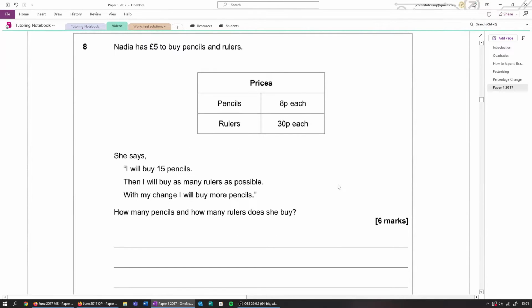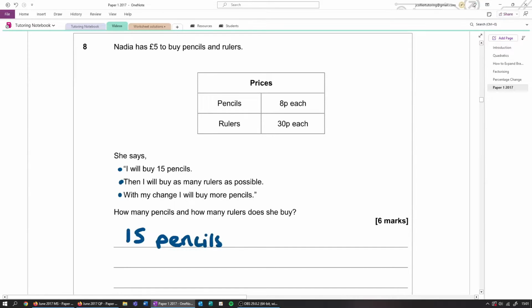Okay, so Nadia has £5 to buy pencils and rulers. The pencils are priced at 8p each, and the rulers are priced at 30p each. So she will buy 15 pencils, then buy as many rulers as possible, and then with her change, buy more pencils. Okay, so 15 pencils, how much is that going to cost?